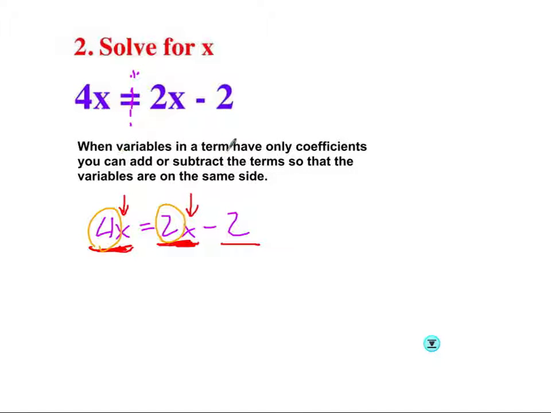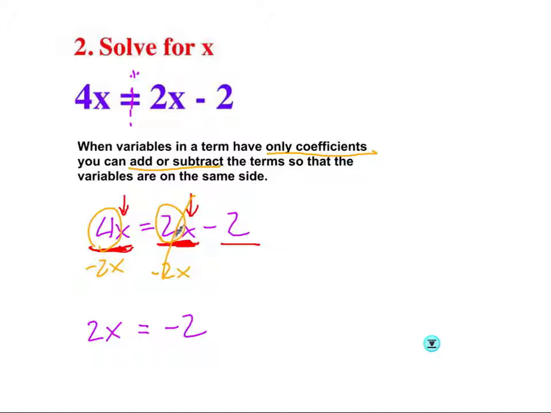So when the variables in the term have only coefficients, that means that I can add or subtract the terms so that the variables are on the same side. So because they only have coefficients and nothing else, I can go ahead and subtract this 2x on both sides. This cancels out, and so what I get is 4x minus 2x. That is going to be 2x is equal to negative 2.